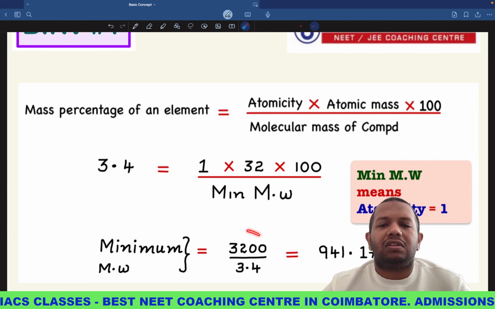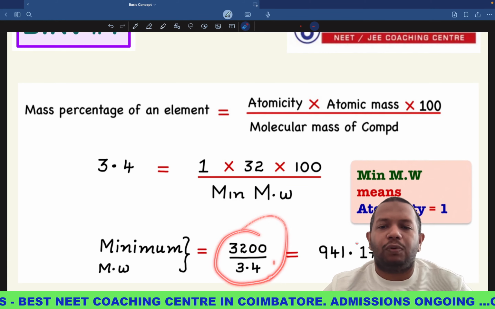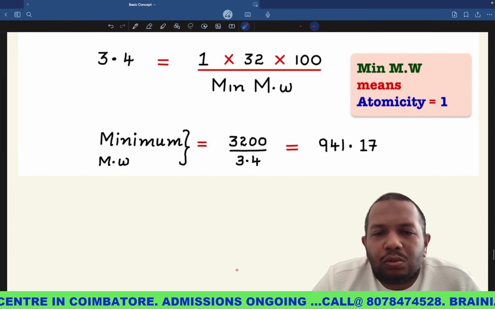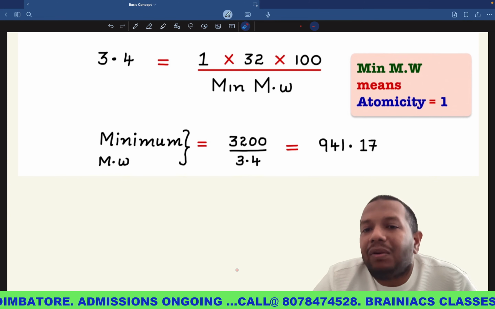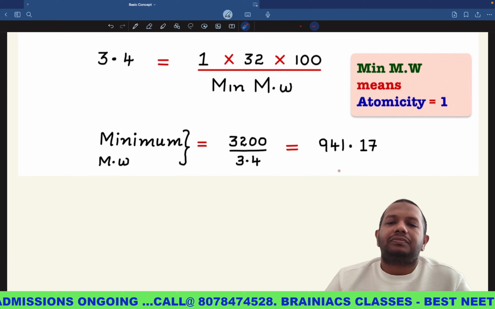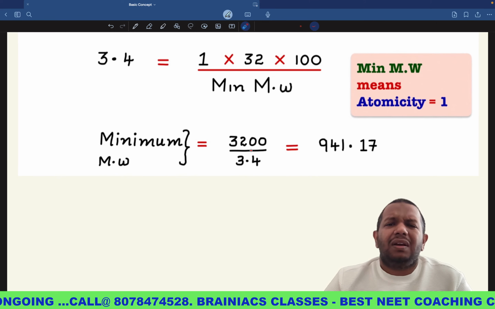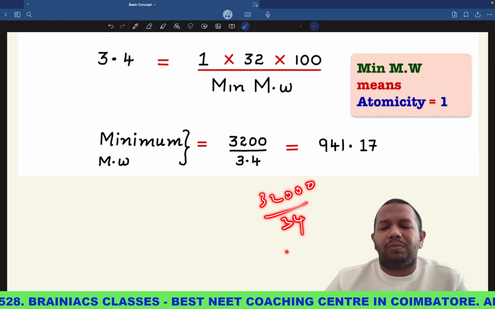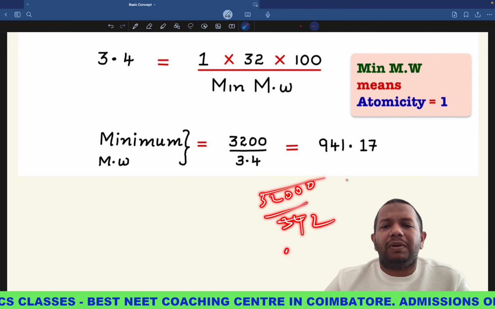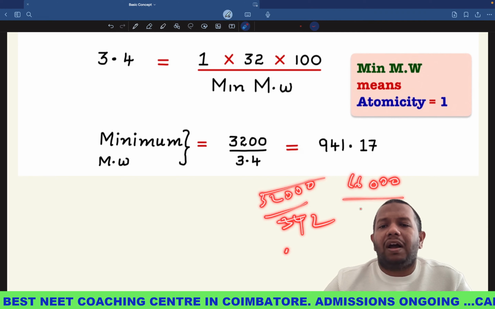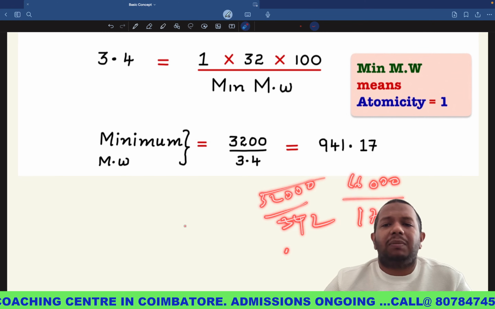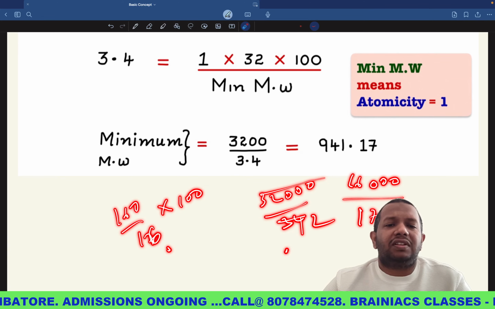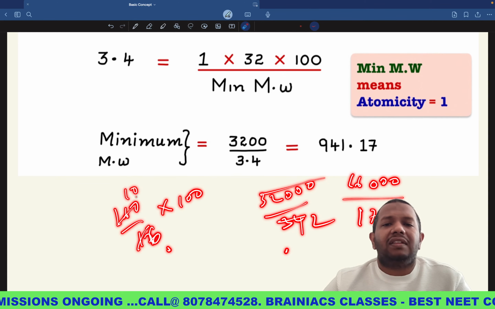So it will come around 3200 by 3.4. You will get the answer as how much, sir? 3200 by 3.4, you will get 941.17. You can do this very easily. Multiply by one more zero, so 32,000 by 34 will come into picture. Divide by 2, this will become 16,000 by 17, and maybe we can take 160 by 17 into 100. So let us assume this is 16, then it will become 10, then it will become 1000.